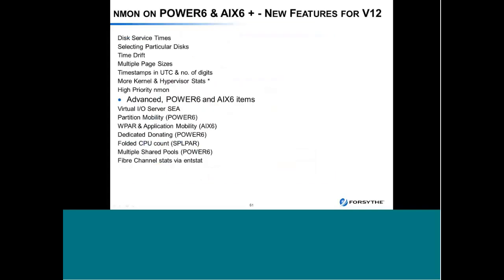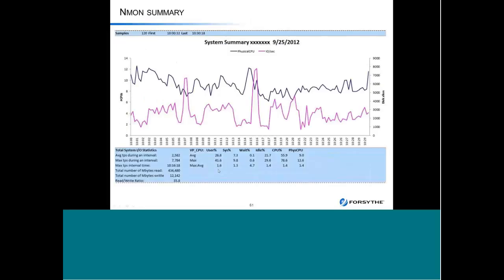This is a list of some of the new things that came out with version 12 of Nmon or in AIX 6 with the Nmon Topaz. They added stuff for folded CPUs, they added stuff for multiple shared pools, and fiber channel stats and so on. So I put a couple of snaps from Nmon data in here to sort of show you a few things.